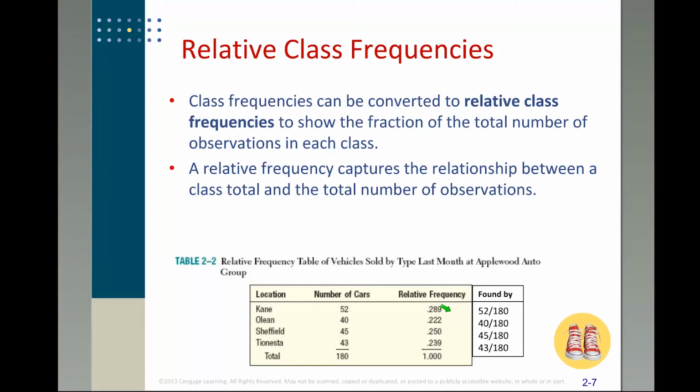Okay, so the relative frequency table gives us a better idea as to what portion of cars are sold in each location instead of looking at the absolute numbers. Probably by looking at 40, you don't get much sense whether, oh, is this a large number? Is this a small number? But if you look at 22.2%, you know, oh, it's roughly 1/4 of the total sale.